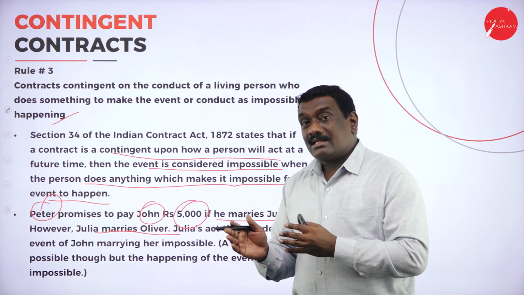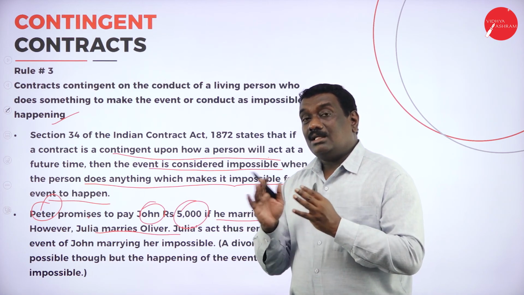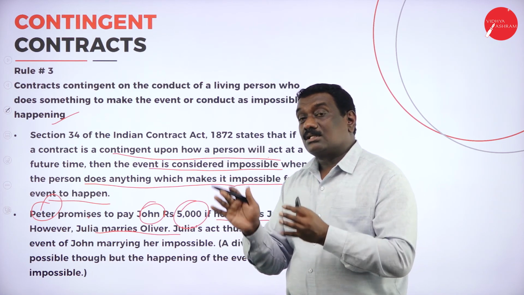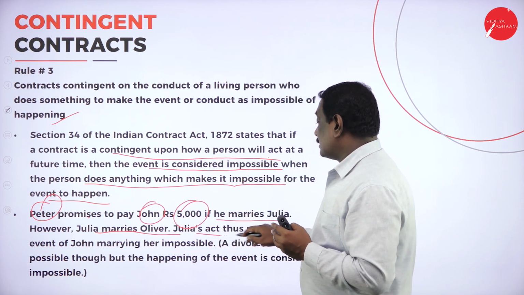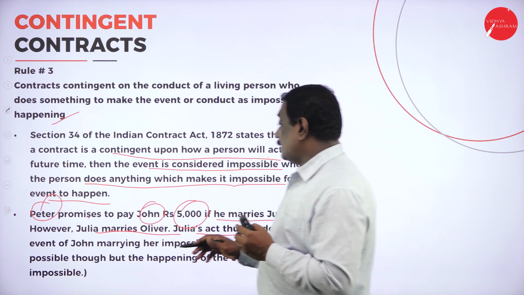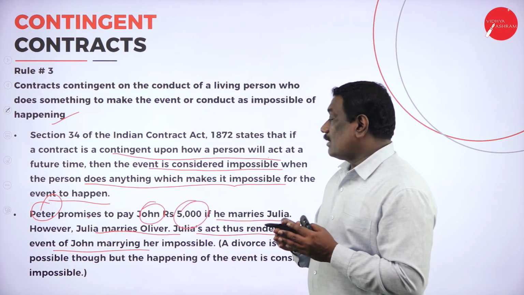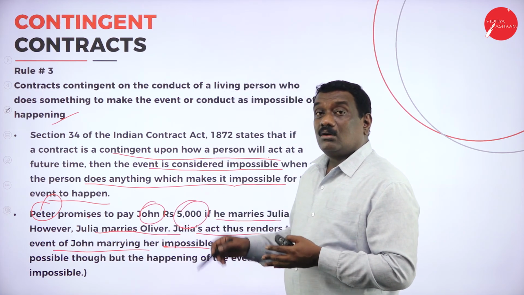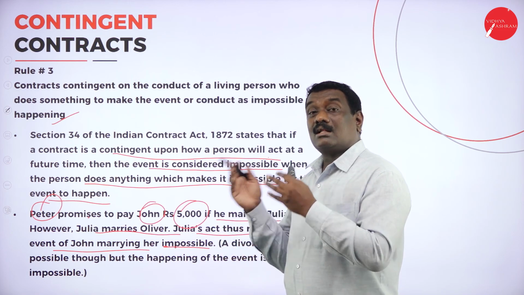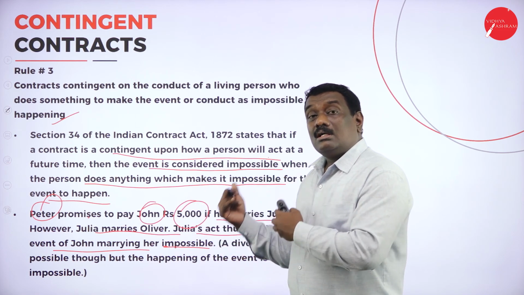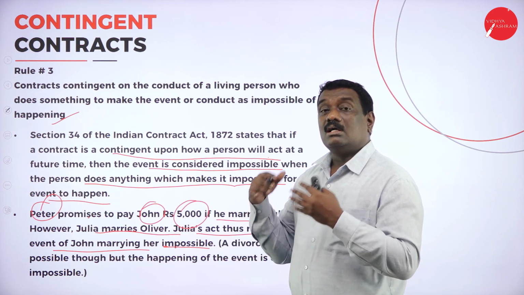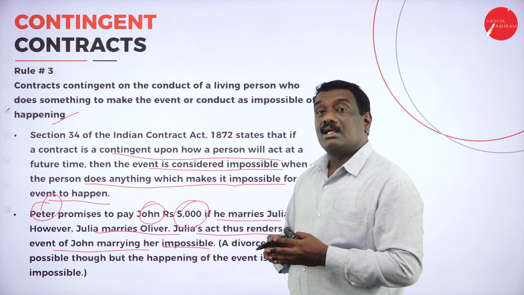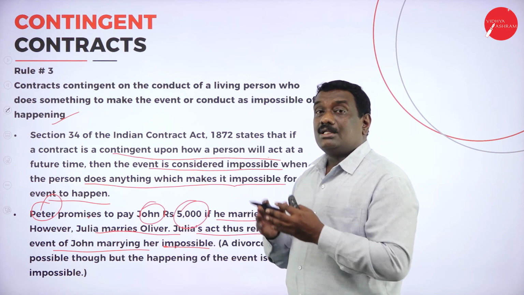But in this case, Julia is not marrying John. She is marrying another person called Oliver. Julia's act thus renders the event of John marrying her impossible. Because Julia is marrying another person, Oliver, John is not able to fulfill the condition or obligation given by Peter.